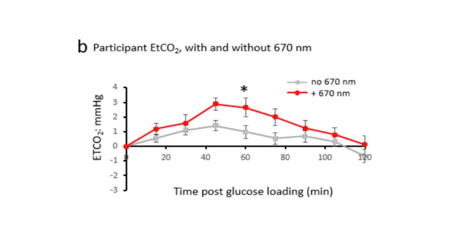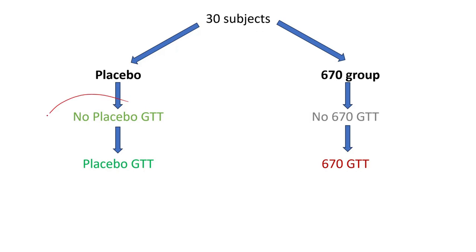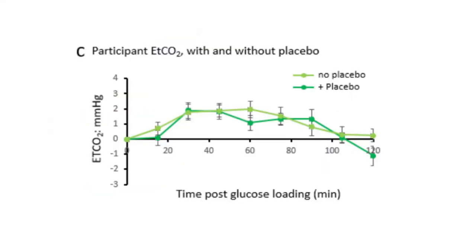Let's see what happens. There was one point there which was statistically significant, and that was in the light group. Notice that there was more, not glucose, but more end-tidal CO2. That means that there was more carbon dioxide being made in the middle of the cell, which is in the mitochondria.